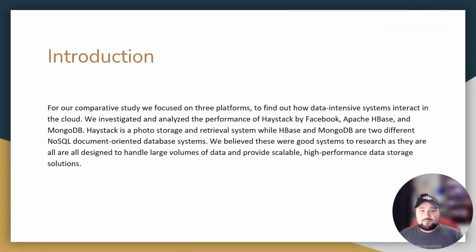So for the study, we focus on three platforms, which are Haystack, Apache HBase, and MongoDB. Haystack is a photo storage and retrieval system, while HBase and MongoDB are two different NoSQL document-oriented database systems. We believe these systems are good for research as they can handle large volumes of data and they can provide scalable, high-performance data storage solutions.